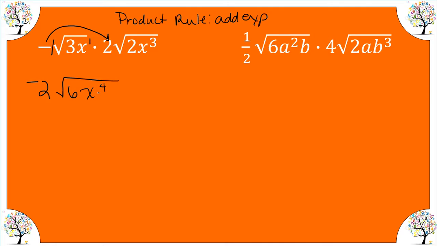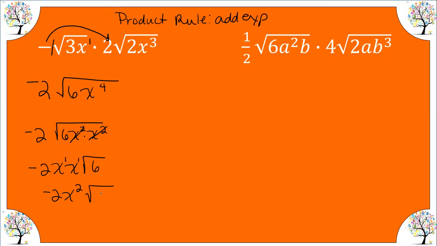And 6 is simplified, but x to the fourth, we can break it down into x squared times x squared. When we take the square root of x squared, we get x. When we take the square root of this x squared, we get x, and we're left with radical 6. We're going to put these three factors and simplify them into two factors. Remember, we're going to add those, and we get -2 times x squared times the square root of 6.